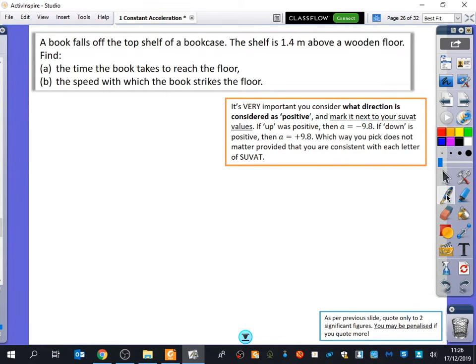If up was positive, then a would be equal to minus 9.8, because if we're saying that up is positive, we know that the acceleration is down, so down must be negative. If down is positive, then a would be a positive 9.8, because it's going in the same direction that we've set to be positive. Which way you pick does not matter.